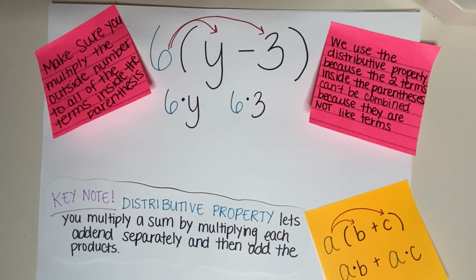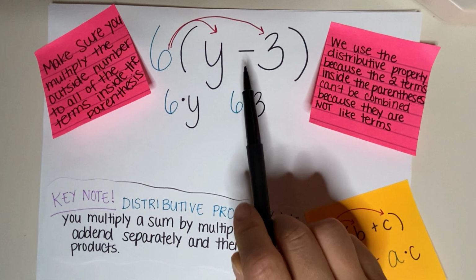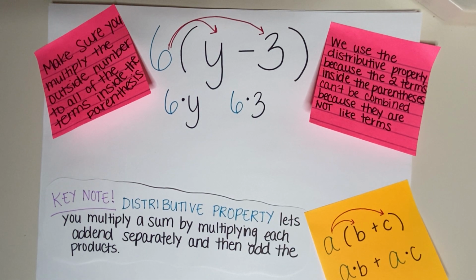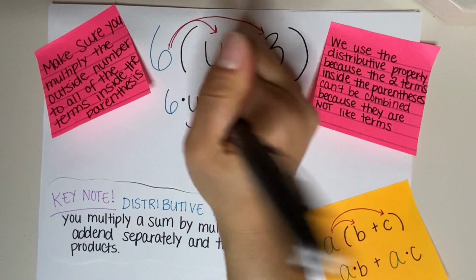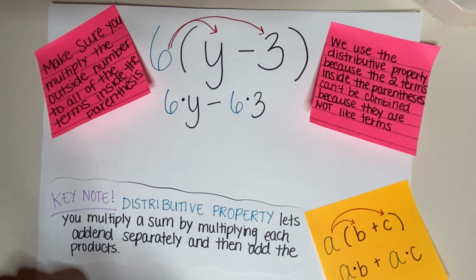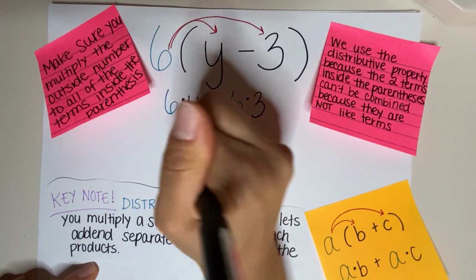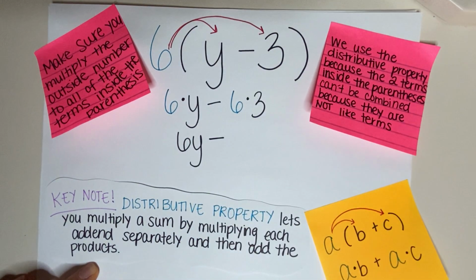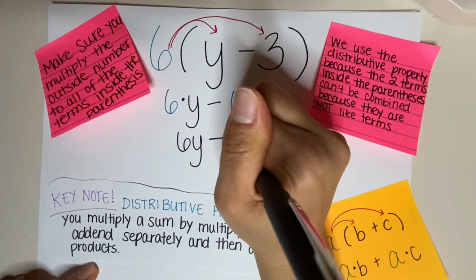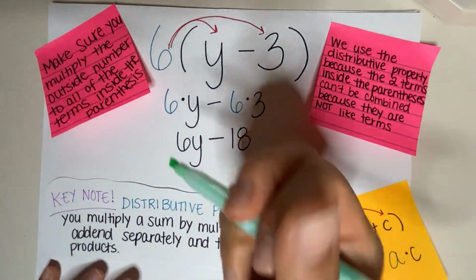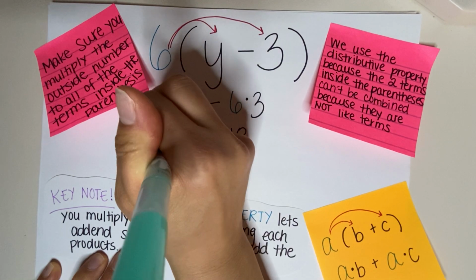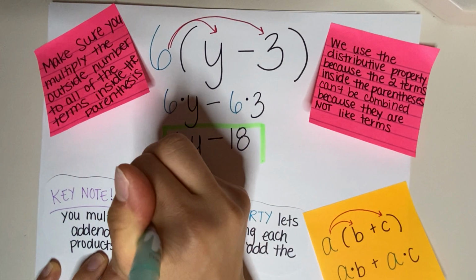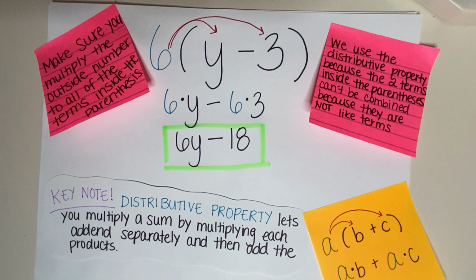But hold up. Remember, this problem is a little different from the other problems. We have a subtraction problem this time. So instead of putting a plus sign in the middle, we're going to write subtraction. Okay, well, 6 times y, that's 6y, minus 6 times 3, 18. And this is a simplified expression using the distributive property.